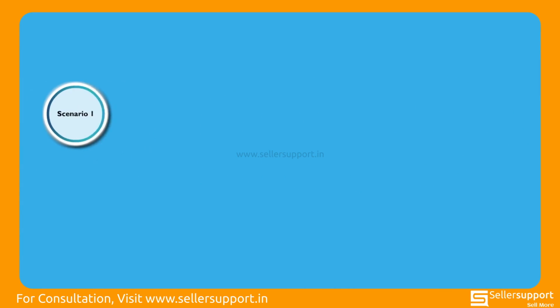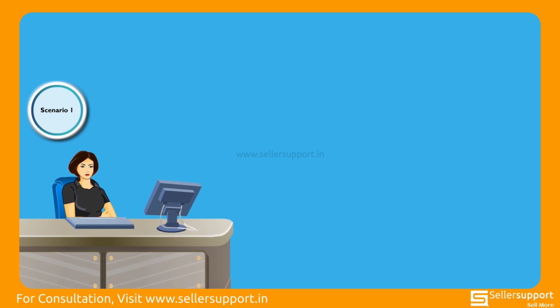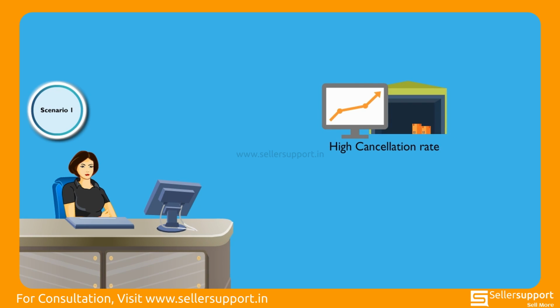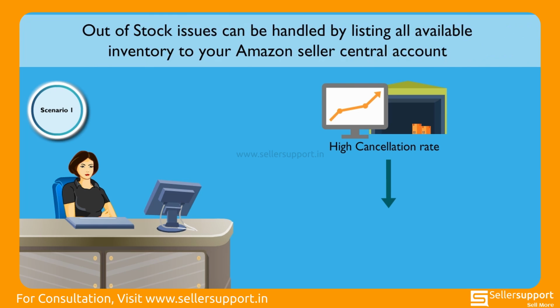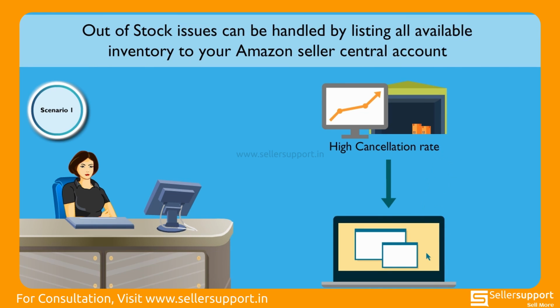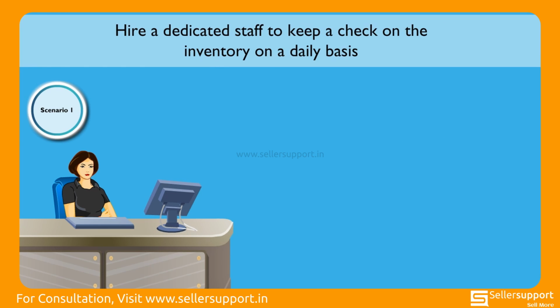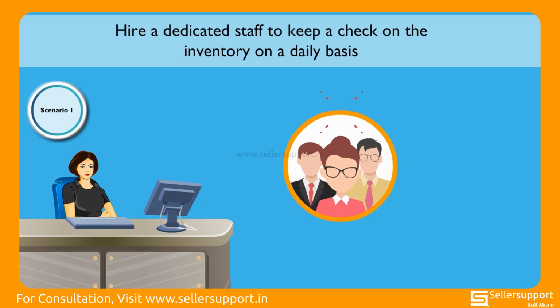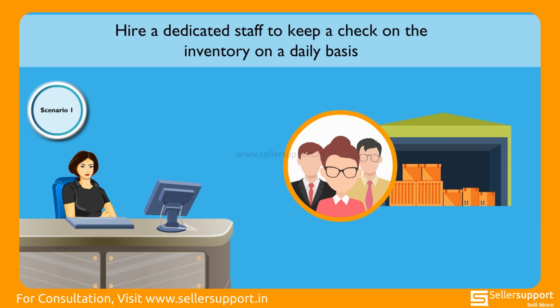Scenario 1. For example, let us consider a seller, Sam, whose cancellation rate is high due to out-of-stock issues. The seller can consider adding the entire stock or inventory available for online sale and have a mechanism in place for monitoring the inventory. For example, hiring a dedicated staff to keep a check on the inventory on a daily basis. Seller should also think of a better forecasting mechanism.